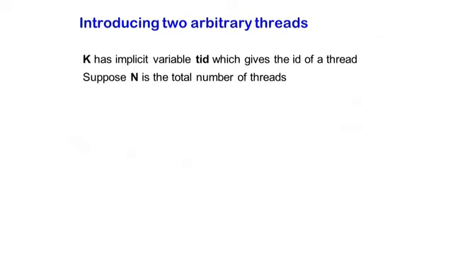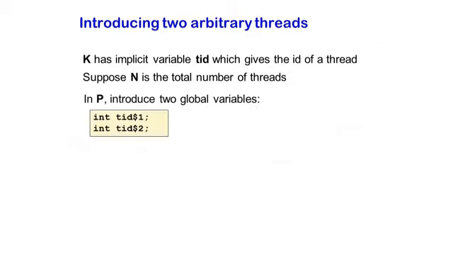So first we want to introduce these two arbitrary threads. So let's say that the kernel K has an implicit variable tid that gives the ID of a thread. In reality this would be one of these built-in functions like get_local_id or threadIdx.x in CUDA. And let's suppose that n is the total number of threads. In our sequential program, we introduce two global variables that are ints: tid$1 and tid$2. I use $1 and $2 as a suffix to a variable name to say whether the variable belongs to the first thread or the second thread.